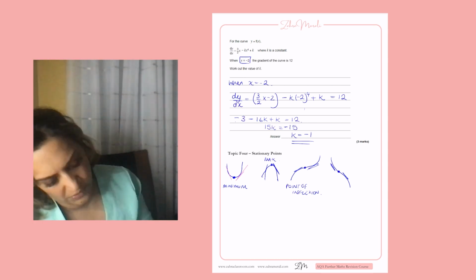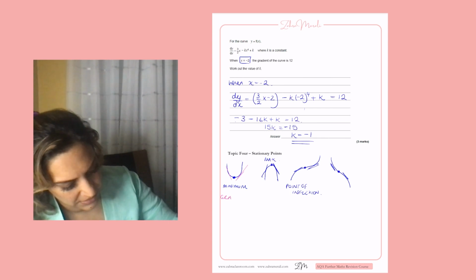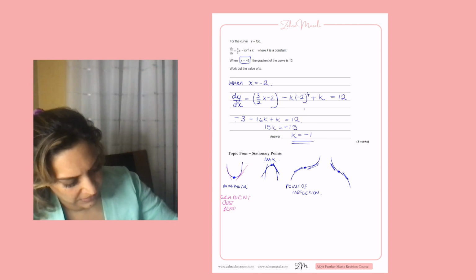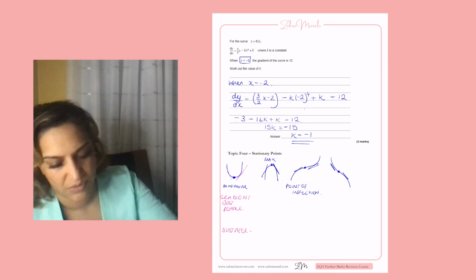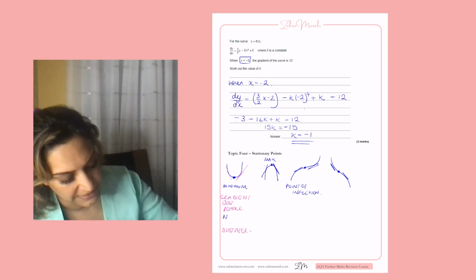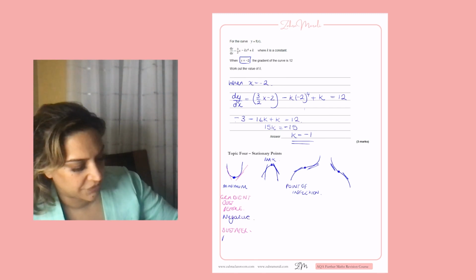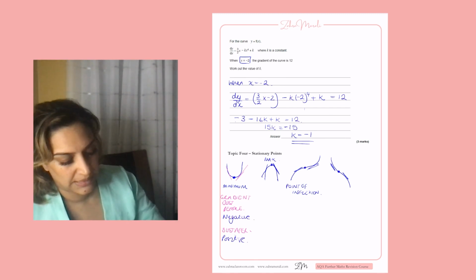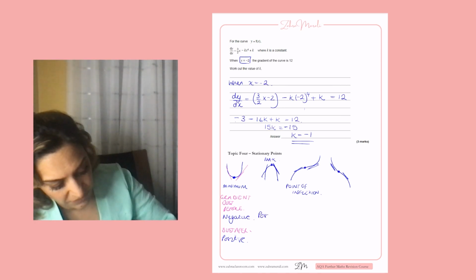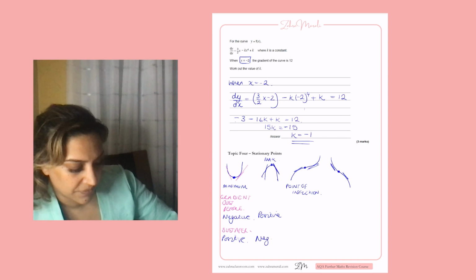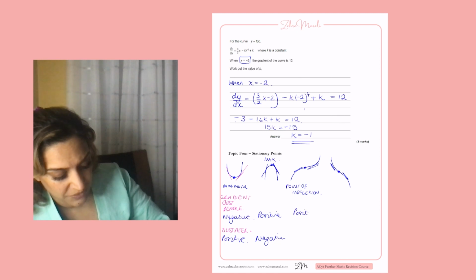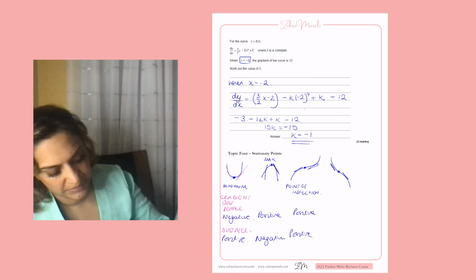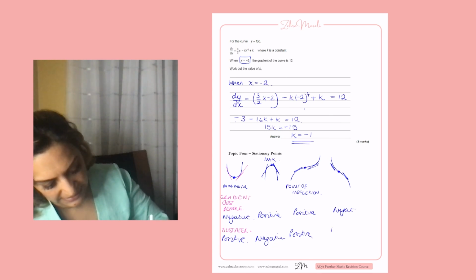So maybe what we do is write here: gradient just before and then just after will be different. In this first example, just before it's negative, and just after is positive, so we see a change in gradient. In this one here, it's positive and then it's negative. And at the point of inflection, it's the same: positive and positive, or negative and negative.